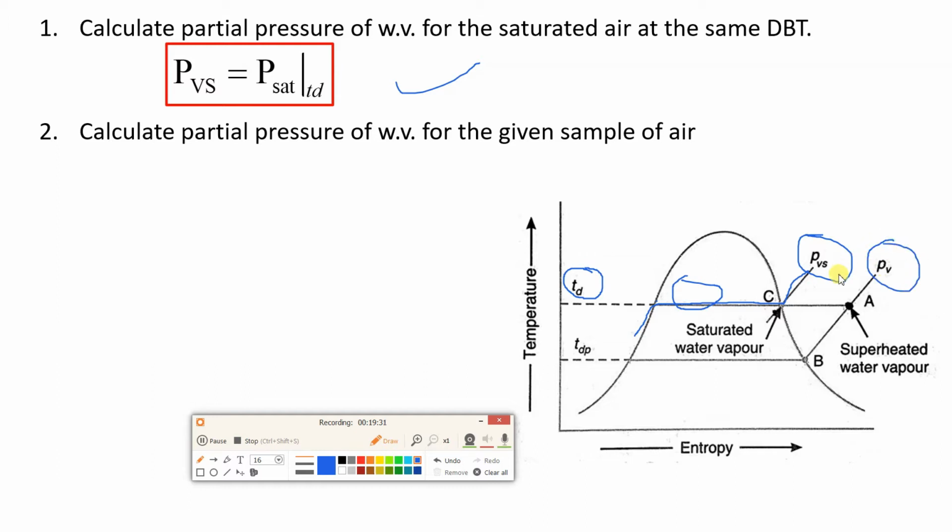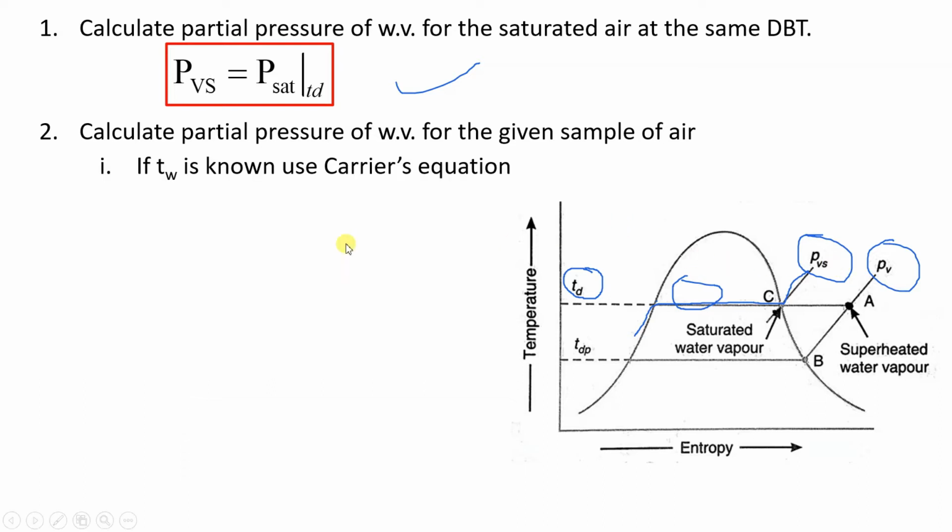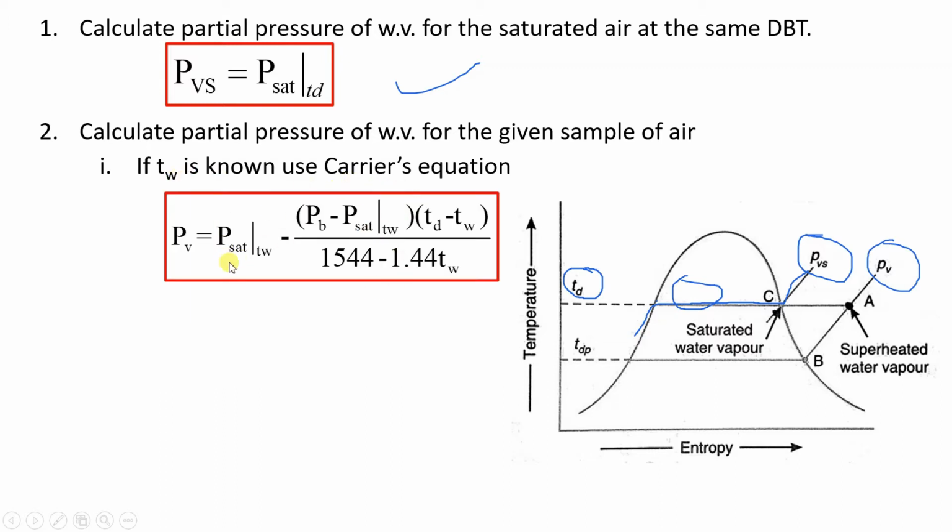Now based on the PV value we have different types of numericals. We will see these types now. First type: if the wet bulb temperature is given in the question, we have to use the Carrier equation. What is the Carrier equation? This is the Carrier equation. You have to remember this equation. PV is equal to Psat at TW, the saturation pressure at wet bulb temperature, minus (PB minus Psat at TW) times (TD minus TW), where TD is the dry bulb temperature, divided by (1544 minus 1.44 TW).